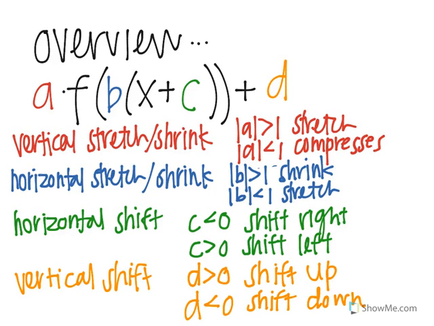For a horizontal shift, if C is less than 0, it will shift it right, and if C is greater than 0, it will shift it left. For a vertical shift, if D is greater than 0, it will shift it up, and if D is less than 0, it will shift it down.